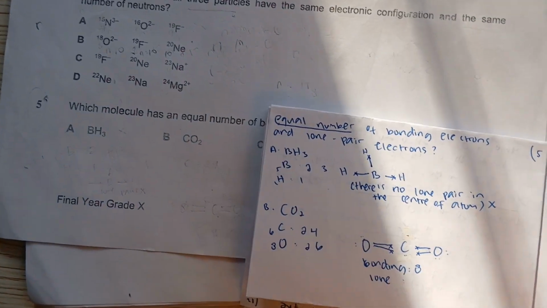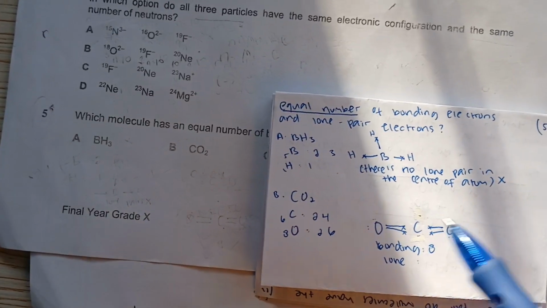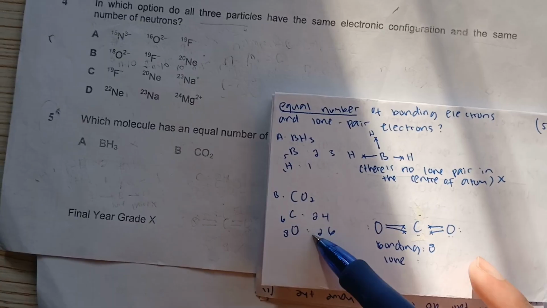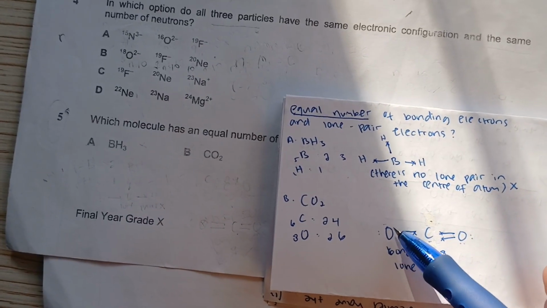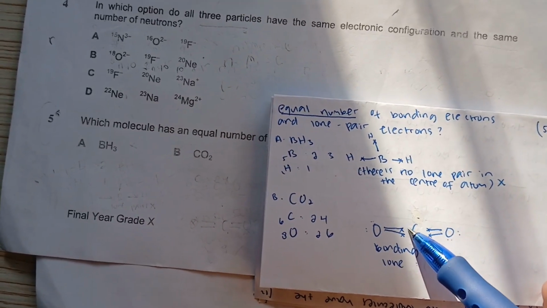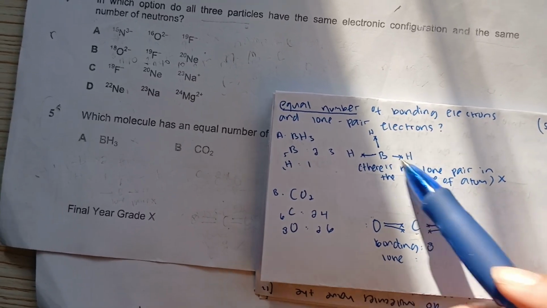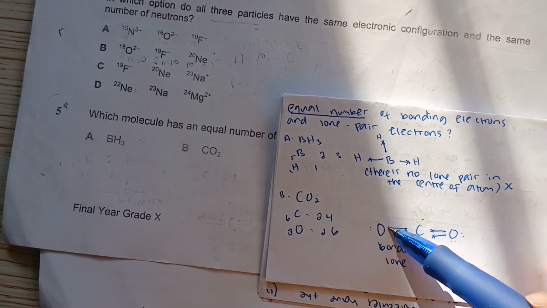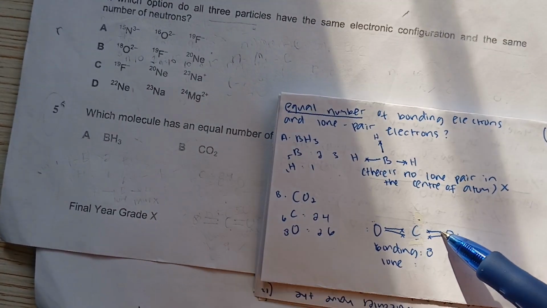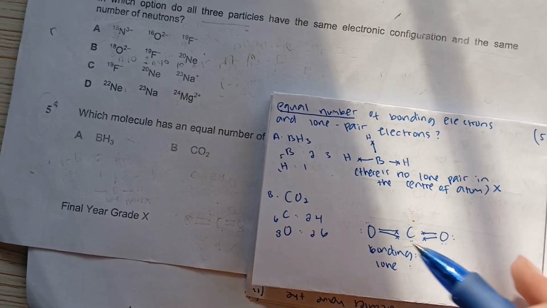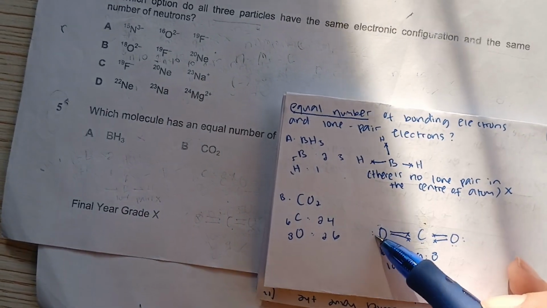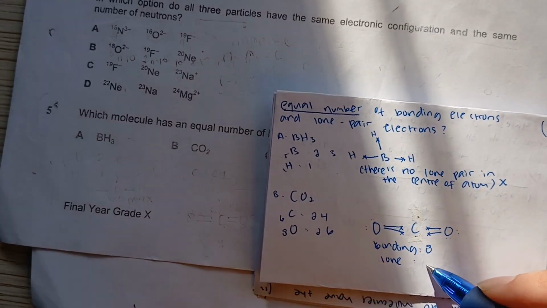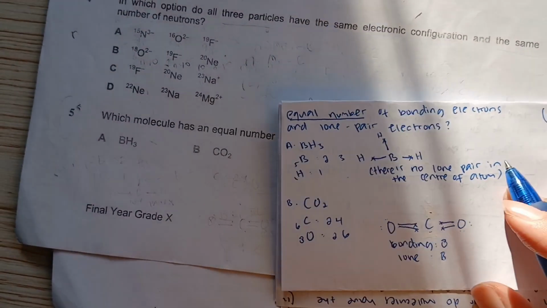How about option B? Option B is carbon dioxide. The valence electrons of the carbon is 4, 1, 2, 3, 4, while oxygen has 6, 1, 2, 3, 4, 5, 6. So it's bonding in here. How many bonding electrons? The bonding electrons are 1, 2, 3, 4, 5, 6, 7, 8, while the lone pairs are 1, 2, 3, 4, 5, 6, 7, 8. So it's the same. The answer is B.